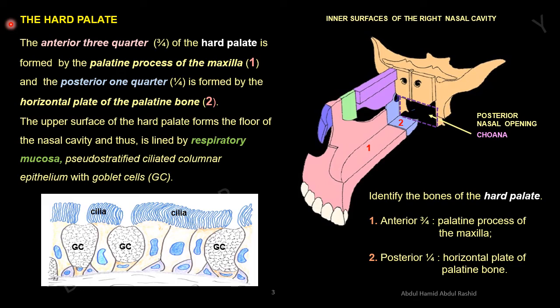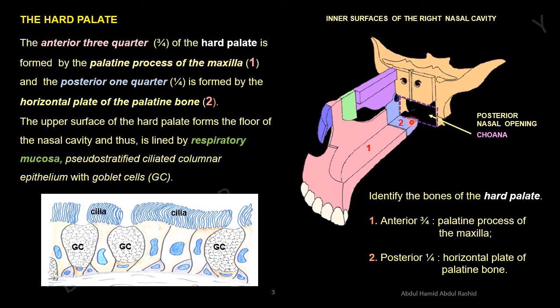The hard palate. This is the inner surface of the right nasal cavity. This is the maxillary bone and this is the palatine bone. This is the hard palate. If you look very carefully, the anterior three-quarters of the hard palate is formed by the palatine process of the maxilla, number 1, and the posterior one-quarter is formed by the horizontal plate of the palatine bone, number 2.